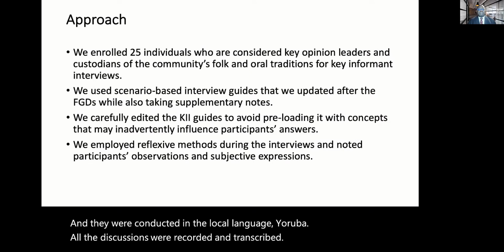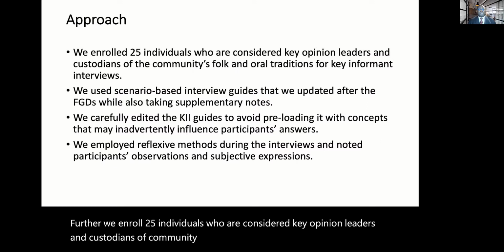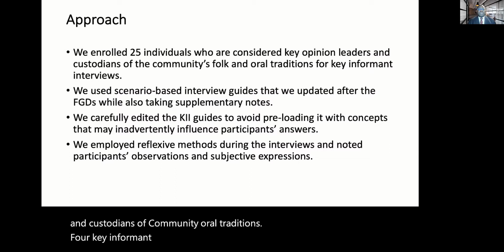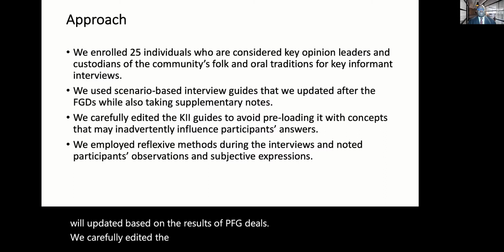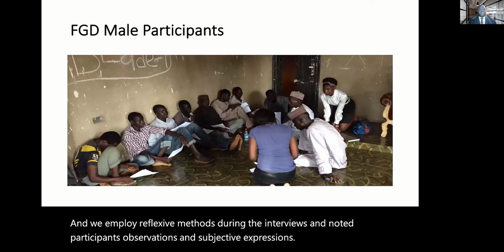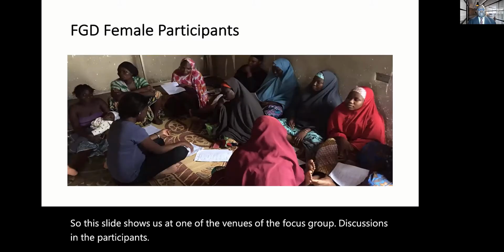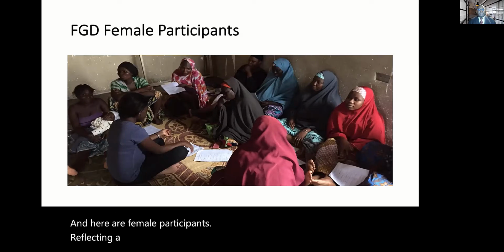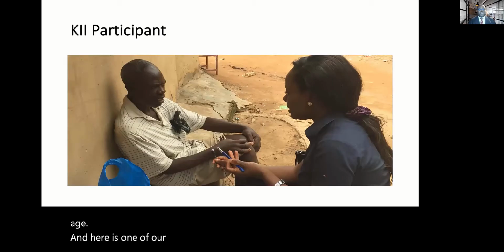Further, we enrolled 25 individuals who are considered key opinion leaders and custodians of community oral traditions for key informant interviews. We used scenario-based interview guides that we updated based on the results of our FGDs. We carefully edited the KII guides to avoid preloading, and we employed reflexive methods during the interviews and noted participants' observations and subjective expressions. So this slide shows us at one of the venues of the focus group discussions with the participants. And here are female participants reflecting a mixture of people from different religious backgrounds and age. And here is one of our interviewers talking to a key informant.